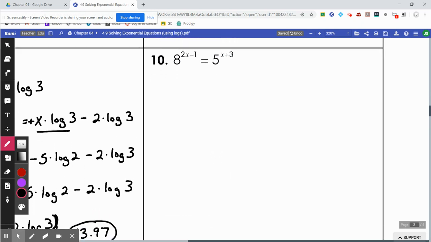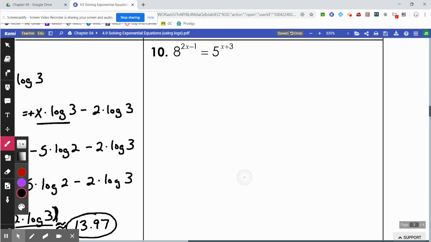Next up, number 10. Same thing. We're going to take the log of both sides just because it's easier on these problems to do so. And I'm going to leave a little bit of space because I know that once I take the log of both sides, I'm going to move those exponents down front. So I'm going to leave some space out front. That'd be the log of 5 raised to the x plus 3.